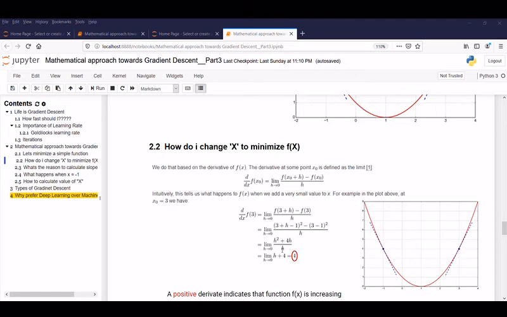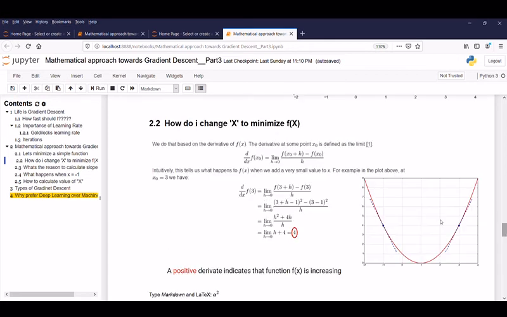Once all these things are done, now it's time to come back to reality mode. So now we are out of imagination and in reality mode, which means no lines, all lines are gone. Okay. Here the derivative is positive, which means the function is increasing. So a positive derivative indicates that the function f of x is increasing.